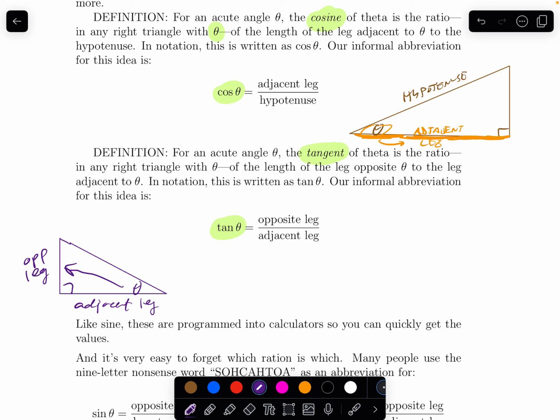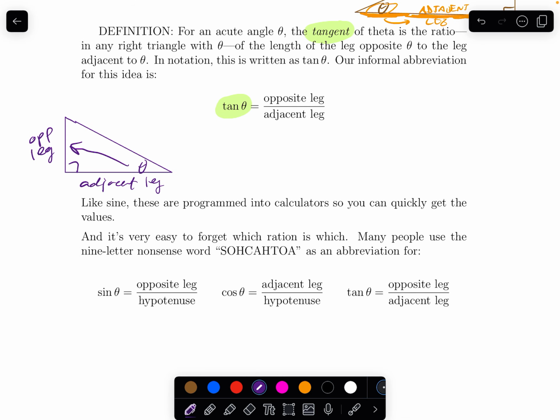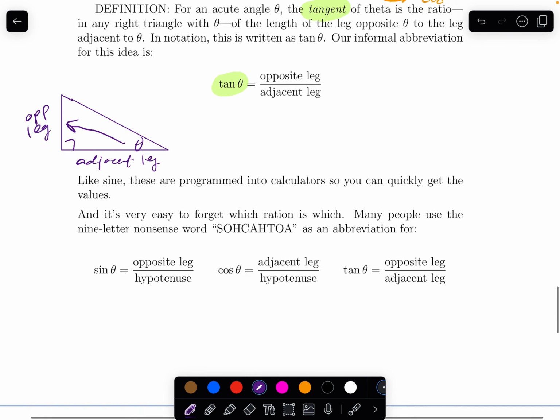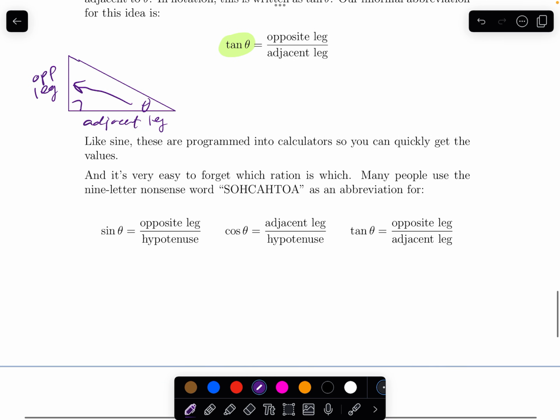Sine values, cosine values, tangent values, any scientific or graphing calculator has them, so it's very easy for you to find those numbers and use them to solve problems. Now, it's very easy to forget which one is which. So there's this 9-letter nonsense word called SOHCAHTOA that people like to just say to remind themselves of what's what. So the idea is you look at it 3 letters at a time. SOH, the so, is basically an abbreviation for sine is opposite over hypotenuse, SOH.